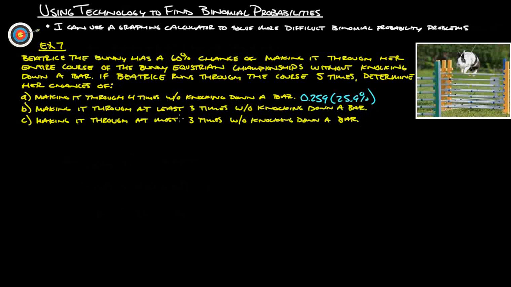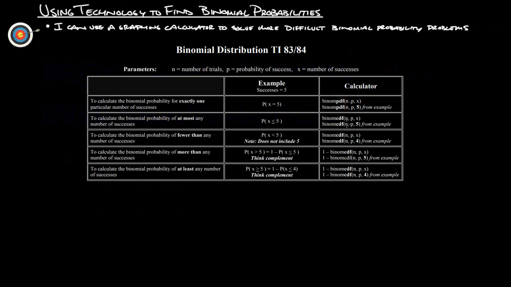Now, making it through at least 3 times without knocking down a bar, that's when we're going to want to go to this binomial CDF. Okay? So this one says at least any number of successes. This looks kind of weird, but this one here says the probability that x is greater than or equal to 5 is going to be 1 minus the probability of x less than or equal to 4.